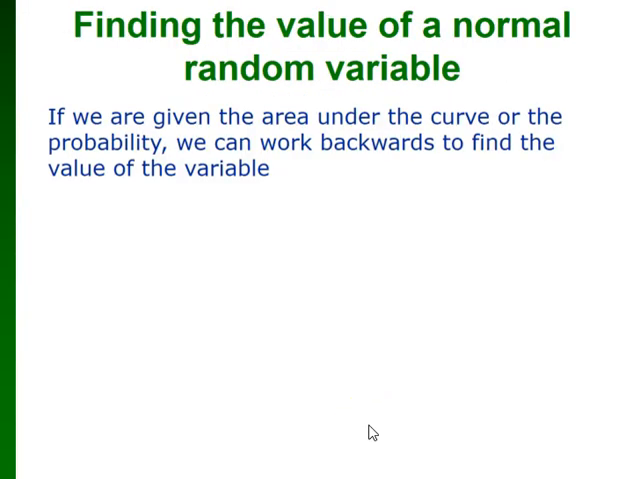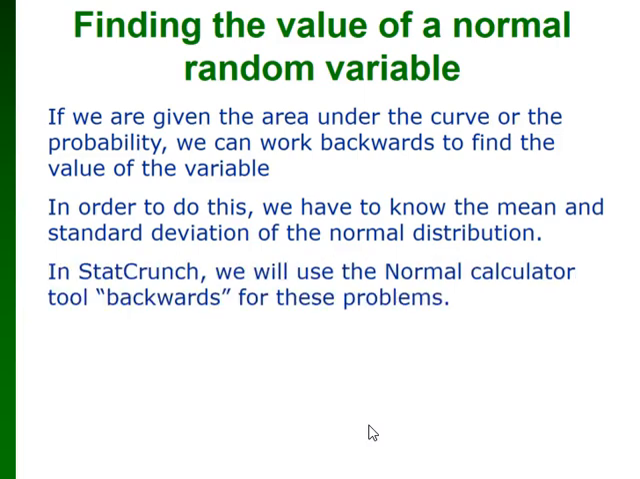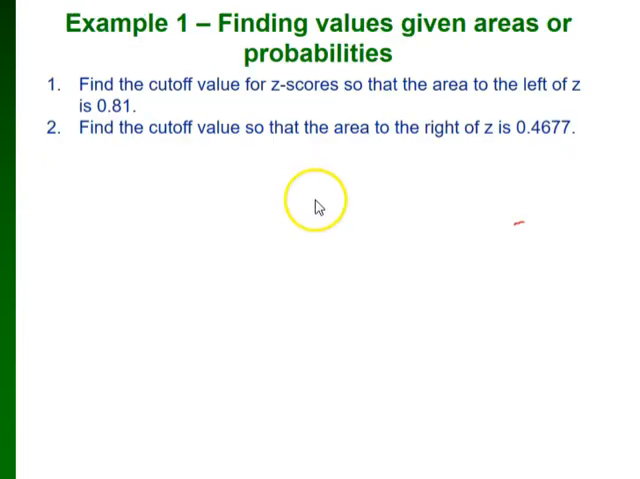With these kinds of normal distributions, we can also work backwards. So if we know the area under the curve, or if we know the probability, we can work backwards to find the value of the variable. Again, in order to do this, we have to know the mean and the standard deviation for the normal distribution. In StatCrunch, we'll use the normal calculator going backwards for these problems. First of all, let's do some of these examples with z-scores.